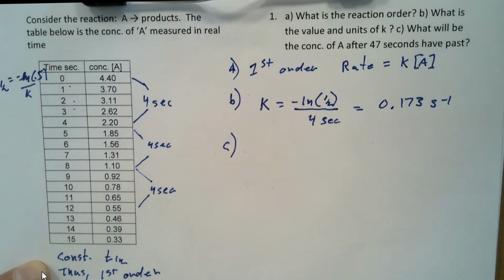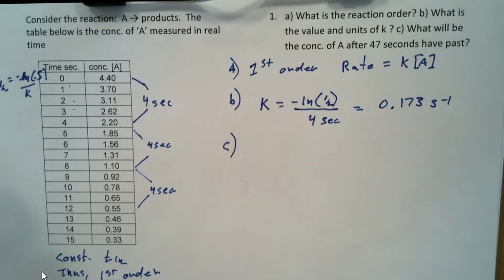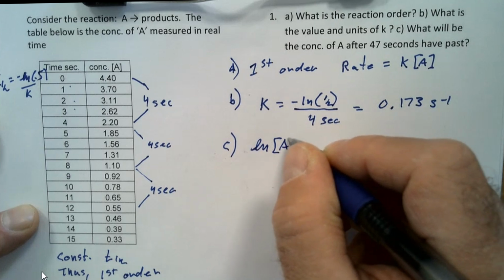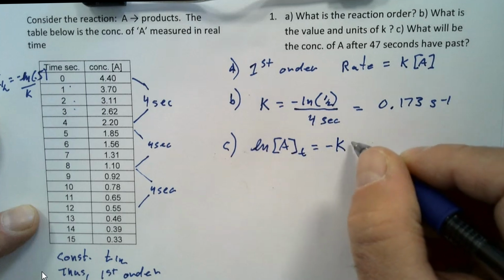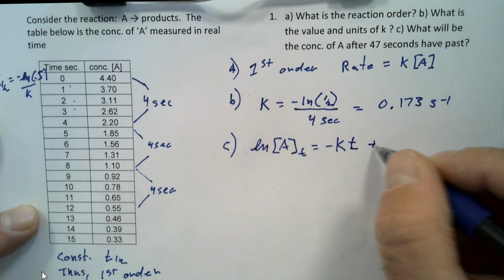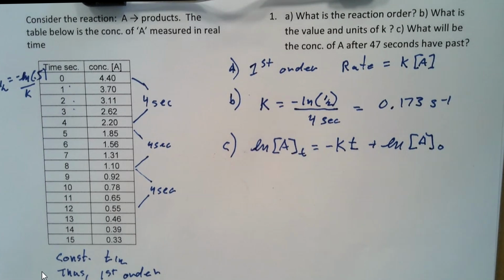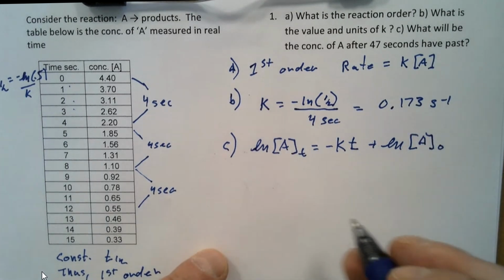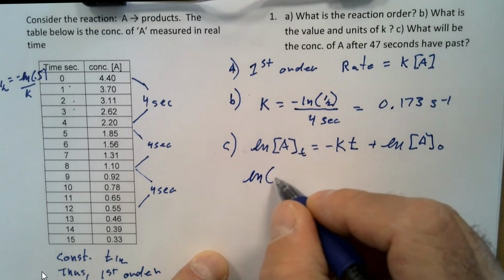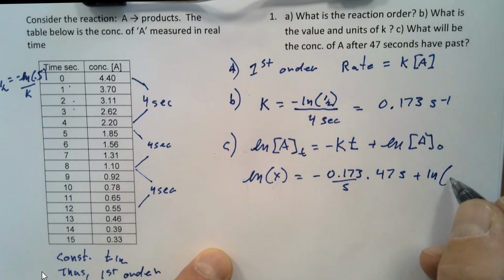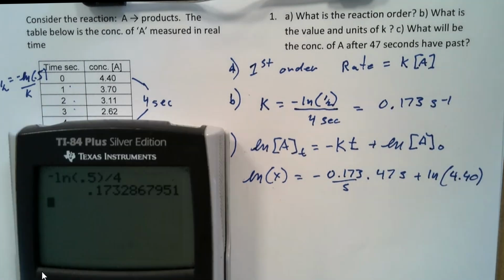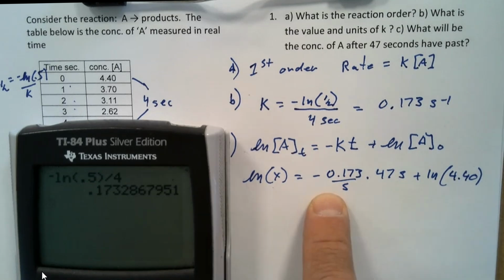Notice I can't read it off my data. Maybe we went that long. We don't know. We're not given that much information. But we established that we need to use this equation when we saw that we had a constant half-life. And we've solved for k right here. So we can probably just solve for x times our 47 seconds and our initial concentration. I have that rate constant in my calculator right now. I think I need that negative sign.